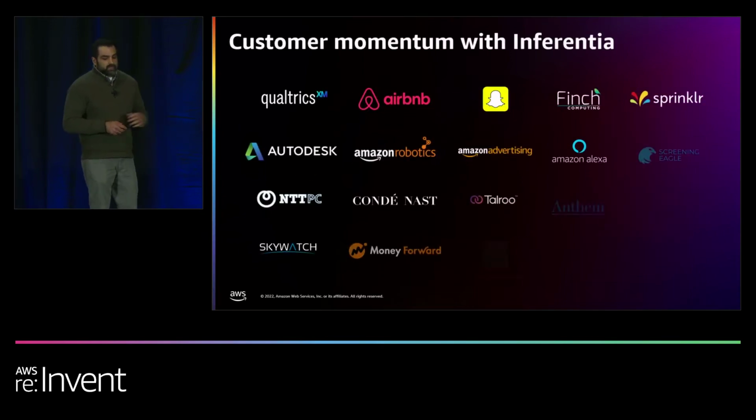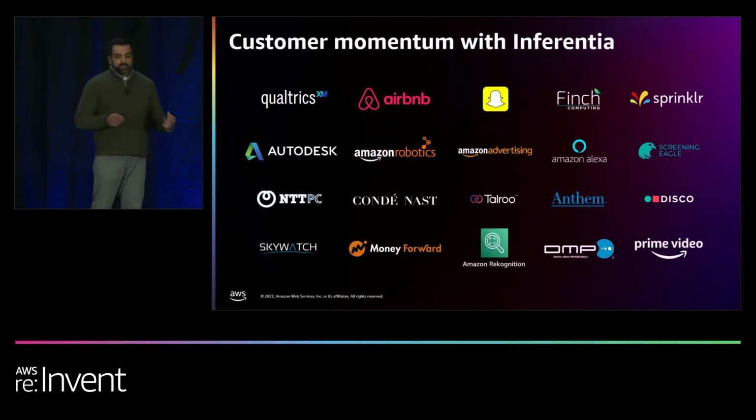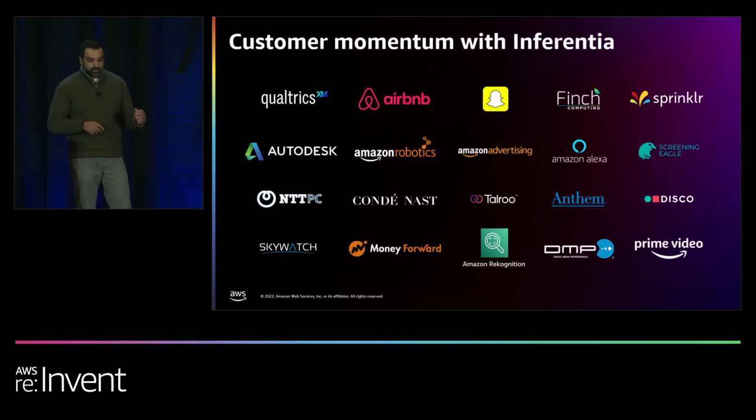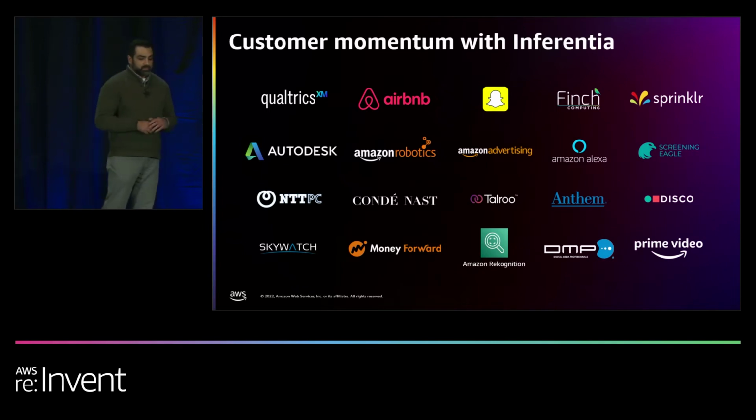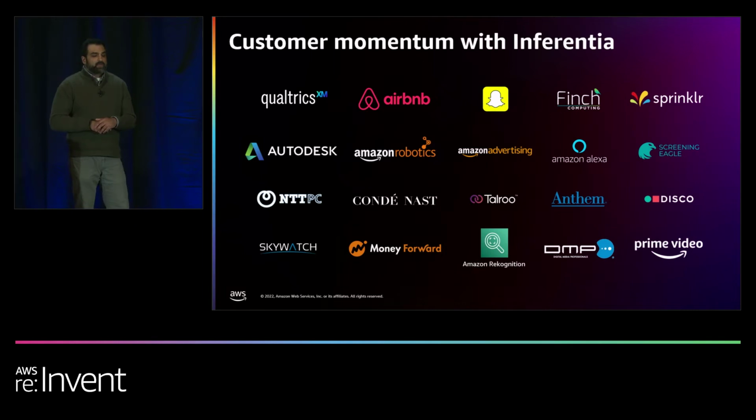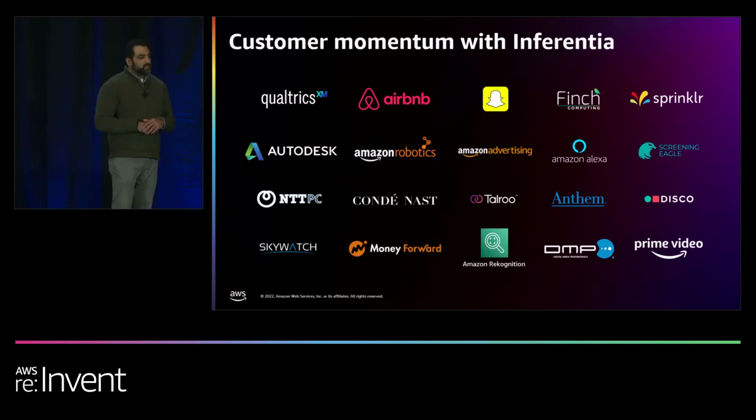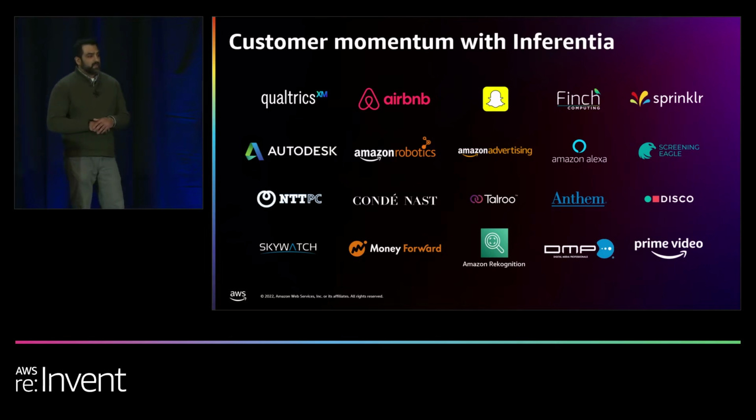Even though Inferentia has only been available for a short time, we've seen amazing momentum. Here at re:Invent, we're sharing their stories across many sessions, but I wanted to highlight a few here as well. Airbnb was able to double their inference throughput on the models used to power their community support hub using Inferentia. Finch Computing was able to lower their inference cost by 80% for their language translation products. And most recently, Amazon.com moved to Inferentia, reducing their inference cost by 85%.